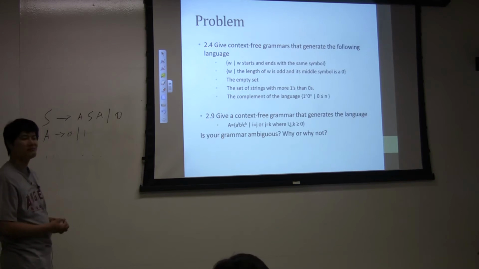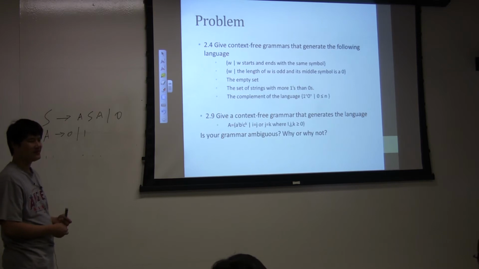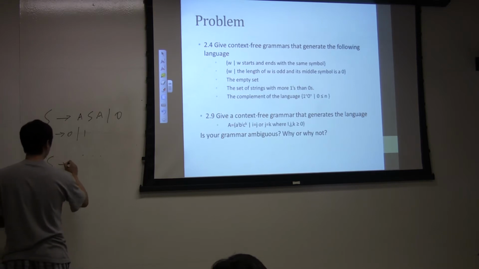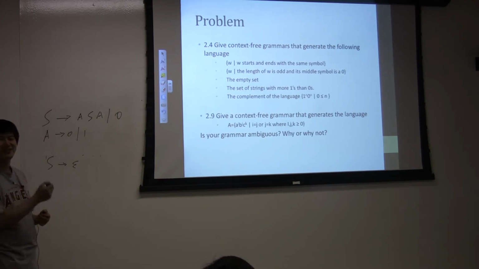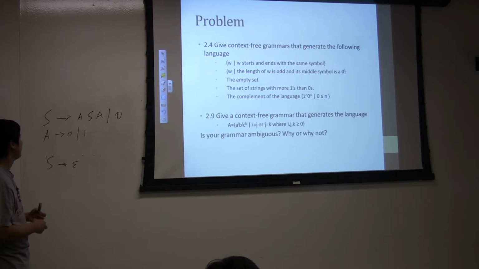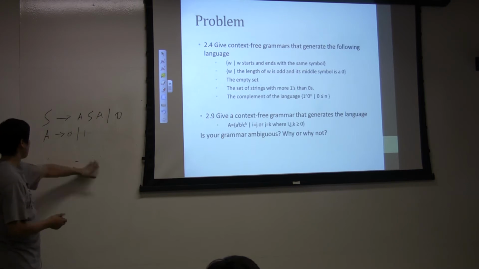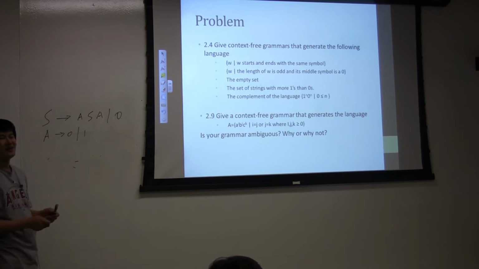Okay, empty set. What kind of grammar generates the empty set? A tricky question. Epsilon? Start with epsilon. Is it empty? No, right? Moody? I think we can make, say, A is 0 or 1, and then S points to nothing. S to B, something like that. There's no rule for S, right? Okay, no rule for that.